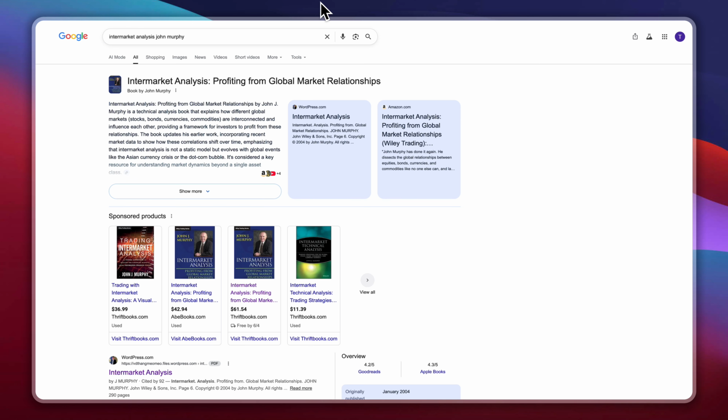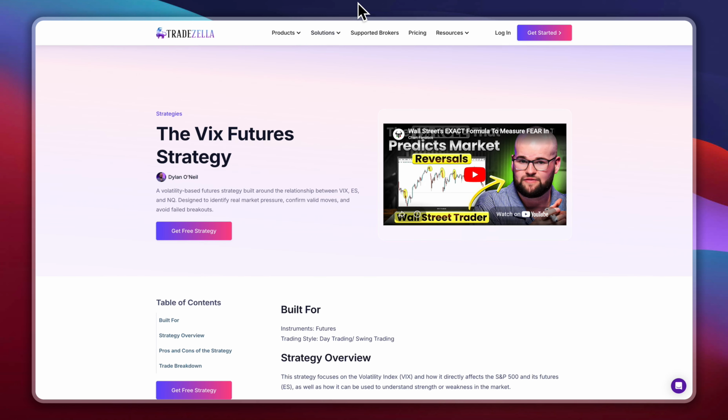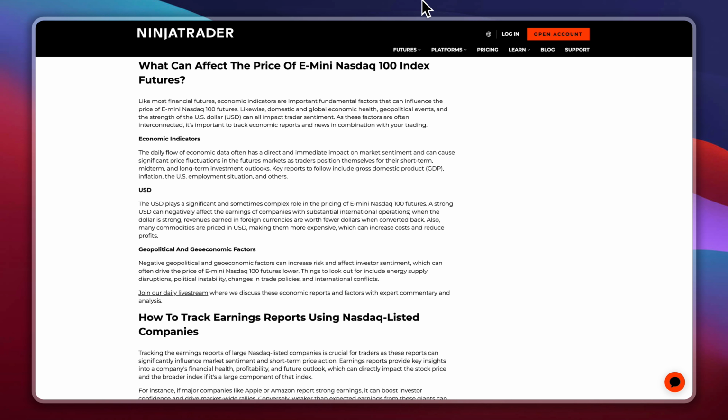But if you do just a quick internet search, like VIX for futures, there's stuff out there about looking at VIX and using that to trade futures. From NinjaTrader, it's like, well, what are the things that can impact the price of NASDAQ? And it's like, well, economic indicators, the USD, all these things, right? And so you have to really pay attention to it.